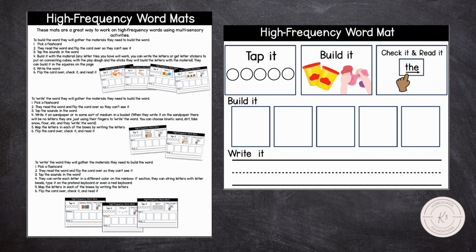Now, within my packet, I also have high frequency word mats, which is going to give you a more multi-sensory activity or approach to review the letters. So I would personally use these pages to review as well and to teach, just because it has them spell it. But I have the same thing on these boards. The only difference is that they get to build it with Play-Doh or blocks. Maybe they get to use sandpaper and they get to write it on the sandpaper, or maybe they write it in sand or flour. They get to rainbow write it.